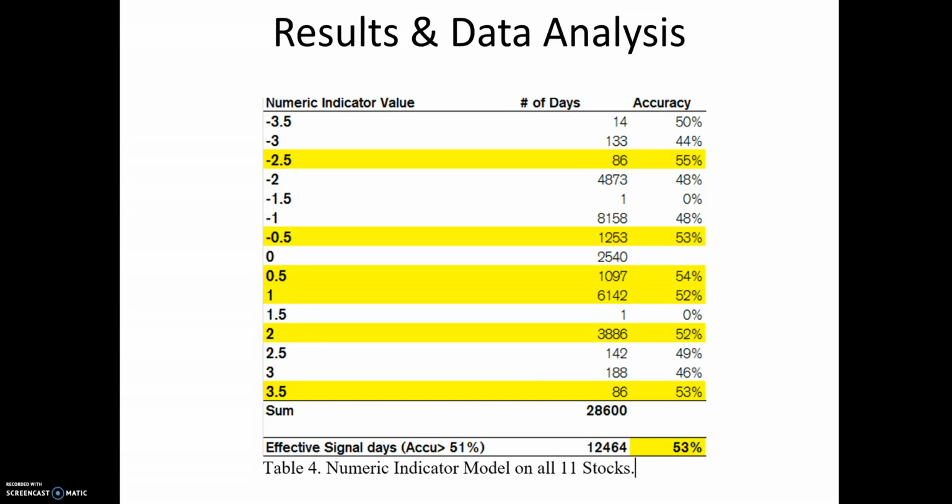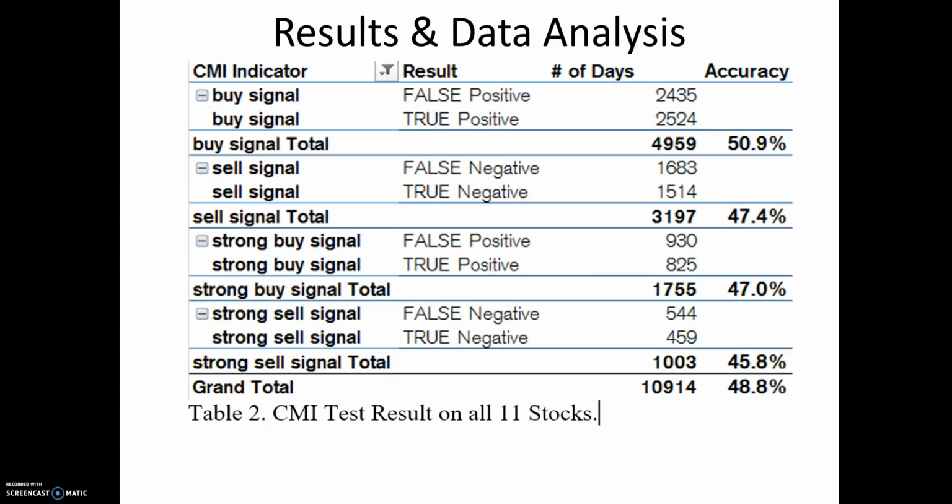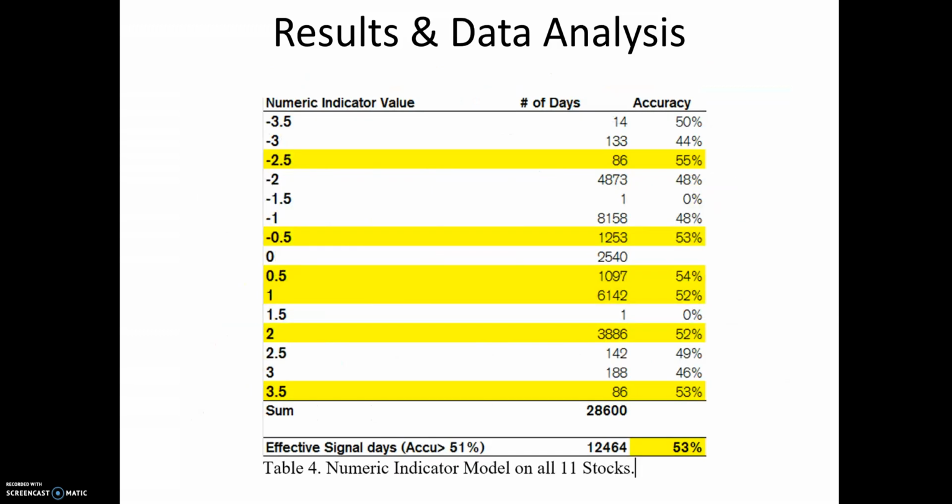So 0.5 is for the CMI indicator. It not only has buy and sell signals, it also has strong buy and strong sell signals. So for strong sell, I give -1.5, and for strong buy, I gave positive 1.5. So that's the reason why I got 0.5. The rows that are highlighted in yellow are the scenarios where I can achieve a greater than 50% accuracy rate.